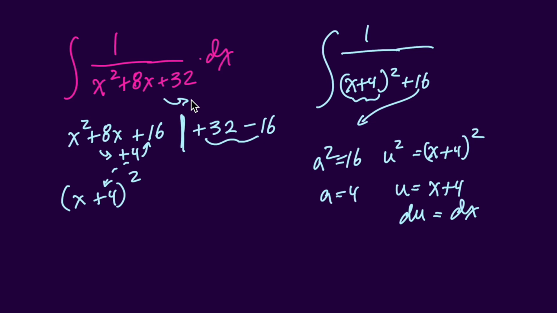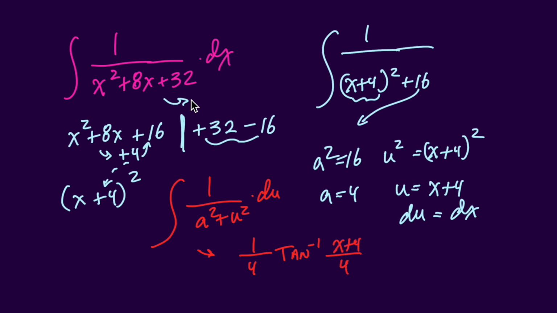We can now rebuild our integral here down in orange. We're going to have 1 over a squared plus u squared, and the du replaces the dx. Therefore, we're going to have 1 over a, which is 4, inverse tangent of u over a. u is x plus 4, over 4, plus c.